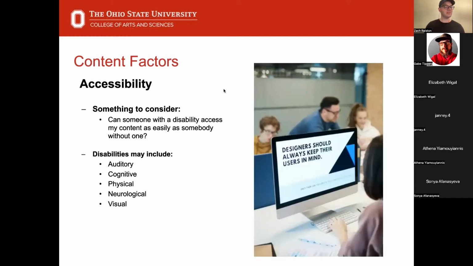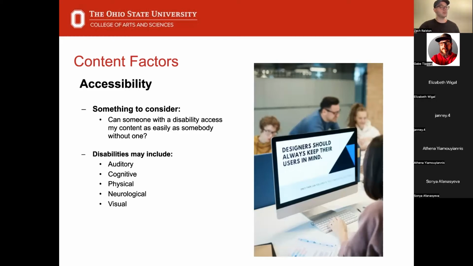So accessibility is the one I'm probably going to harp on the most. So basically, the thing to keep in mind always when we're thinking about accessibility is, can someone with a disability access my content as easily as somebody without a disability?